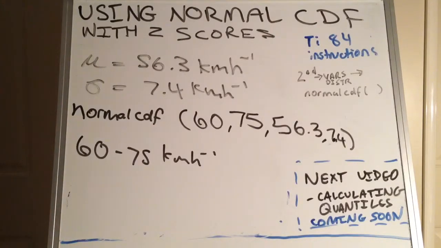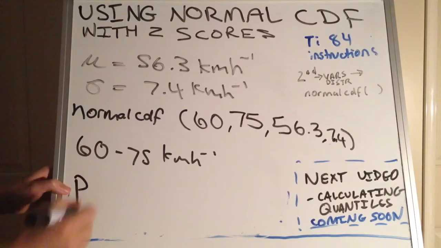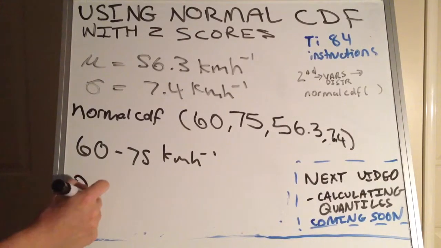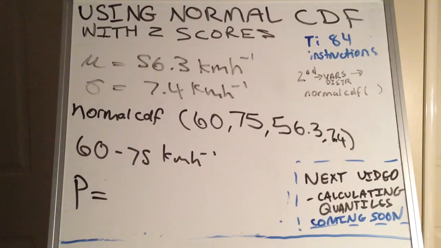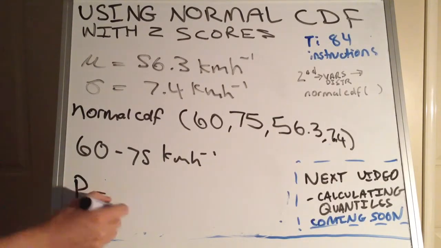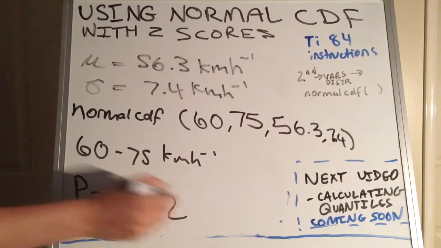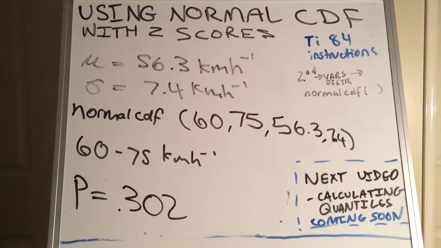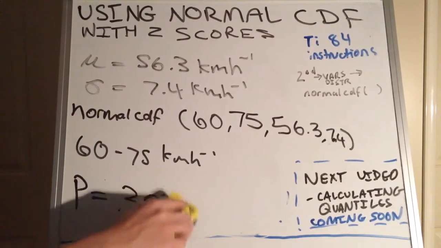So we hop across to our calculator, again, probably know what to do now, second function, distribute, lower of 60, upper of 75, a mean of 56.3, and a standard deviation of 7.4. Click paste, click enter, and of course we're going to get a probability that a car is travelling that fast is going to be equal to 0.302, and when we actually round that it's going to be 0.303.